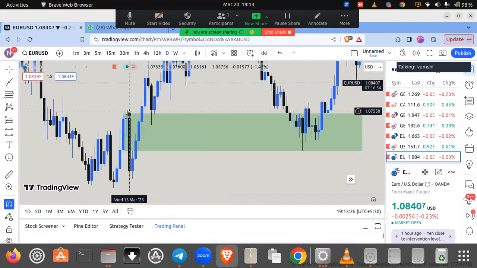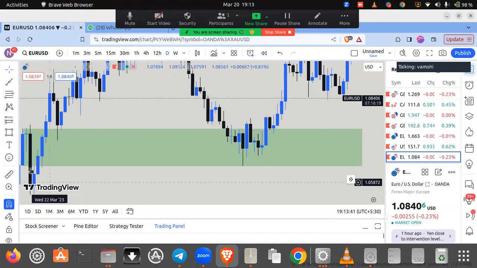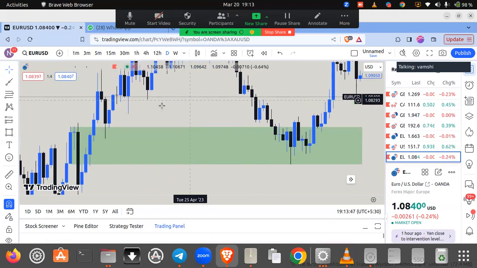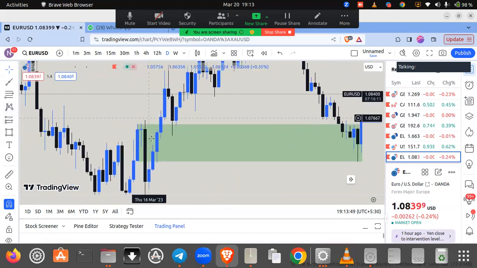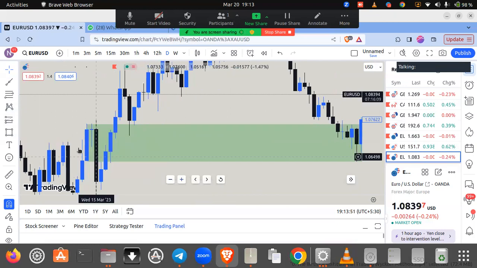This candle here is doji, so I'm taking the one beside it. Engulfing sell, engulfing buy, engulfing sell, here engulfing fail. And here we have the engulfing buy one, here we have the engulfing buy two. See this?